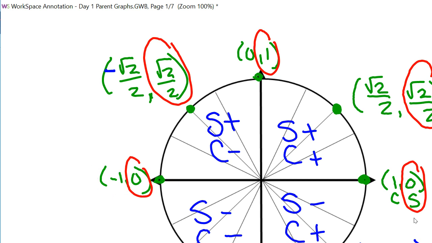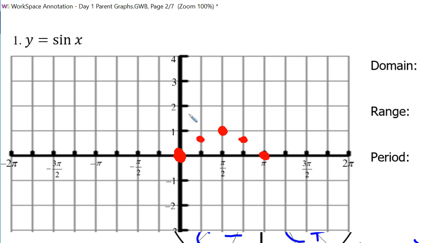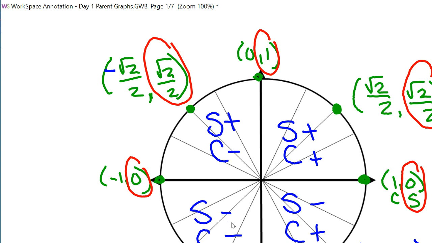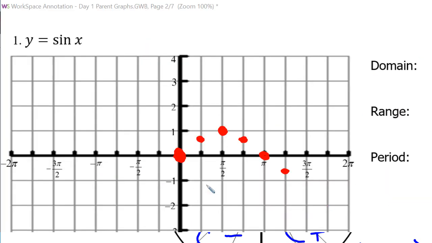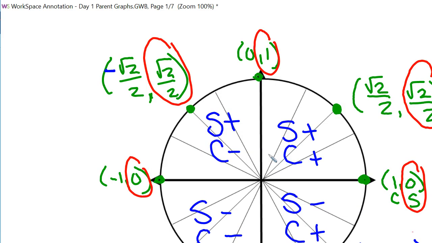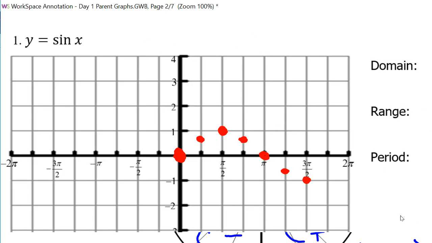negative 0.7. And for 3 pi over 2, what is the sine for 3 pi over 2? Negative 1. So 3 pi over 2 drops down to negative 1. And this next one would be 7 pi over 4. What's the sine for 7 pi over 4? Negative 0.7.